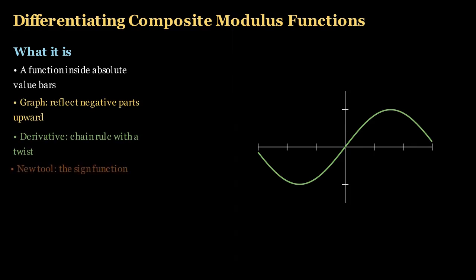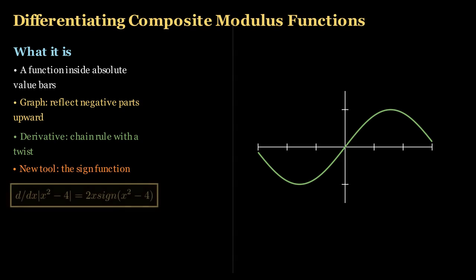Now, we already know the derivative of a plain absolute value of x is a step, -1 for negative x, +1 for positive x, and undefined at 0. For a composite function, the derivative is almost the same idea, but we have to multiply by the derivative of the inside function. The result is f'(x) times the sign of f(x). The sign function just tells us whether the inside is positive or negative, giving +1 or -1. It's the chain rule, but the outer function is the absolute value, whose derivative is that sign step.